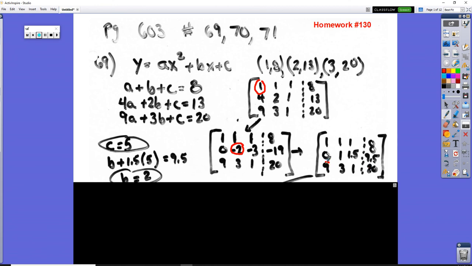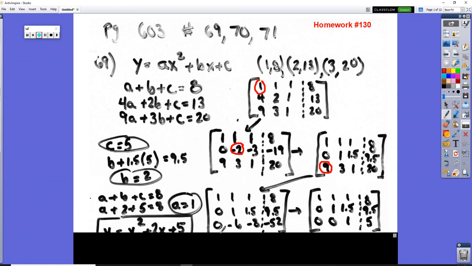Then the next thing you have to do is get rid of this 9 right here. You're going to use the top row multiplied by -9 to add with the bottom row to help eliminate that 9. That's going to give you a new bottom row of 0, -6, -8, -52. Then you're going to use the middle row multiplied by 6 and add it with the bottom row to help get rid of this -6 right here. And that's going to give you 0, 0, 1, 5.